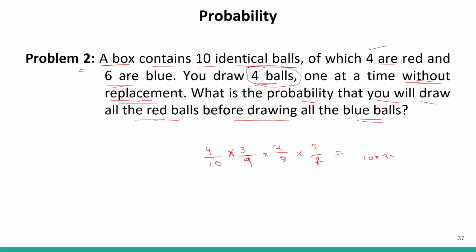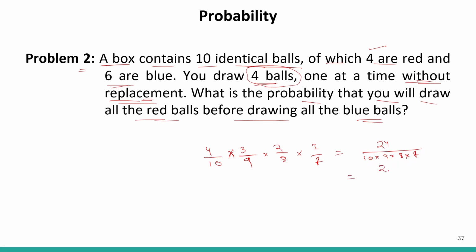10 into 9 into 8 into 7, and in the numerator what will happen is 4 into 3 into 2. So it will be 4 into 3 is equal to 12 into 2 is equal to 24. Okay, so here we have 24. So in the denominator what we have is 10 into 9 into 8 into 7. So this will be the correct answer.